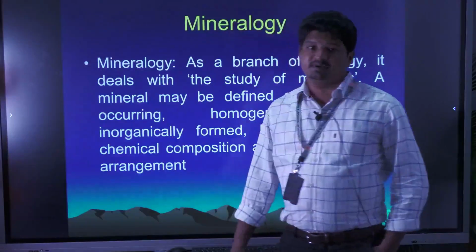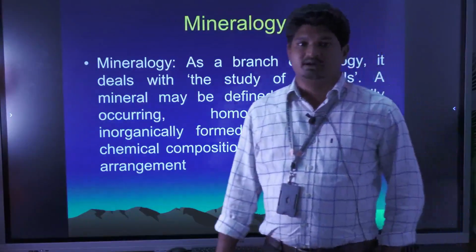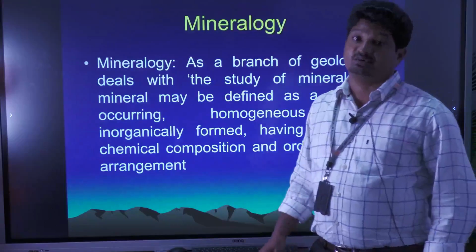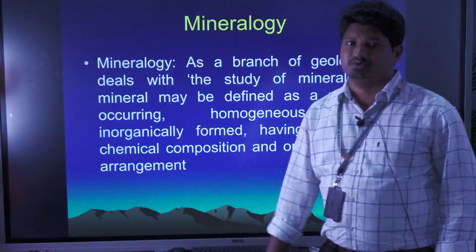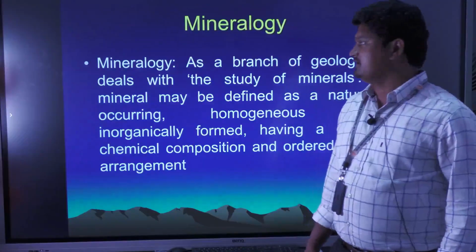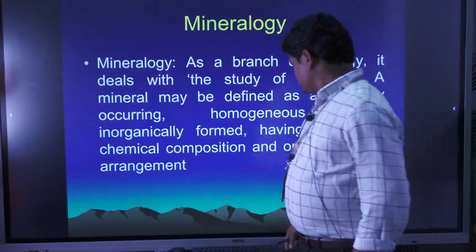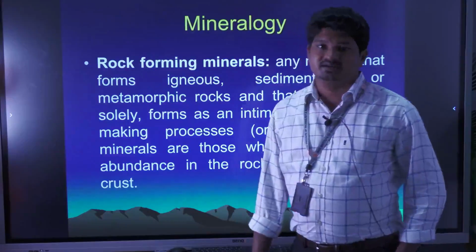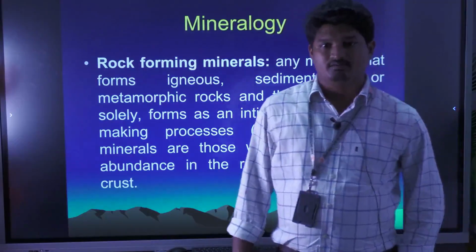A mineral is, first of all, a naturally occurring, homogeneous substance with a definite atomic structure and definite chemical composition. So it is called a mineral. Minerals are of two types: one is rock forming, another one is ore forming.